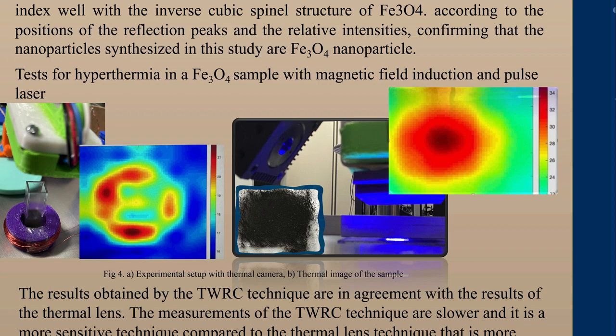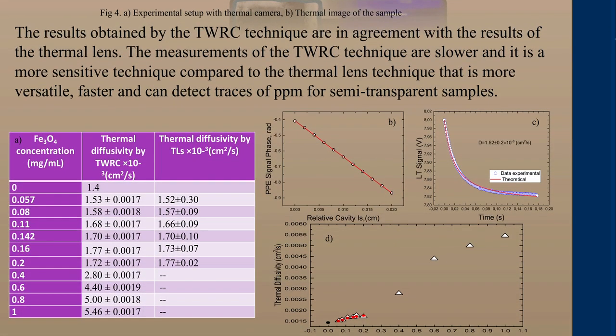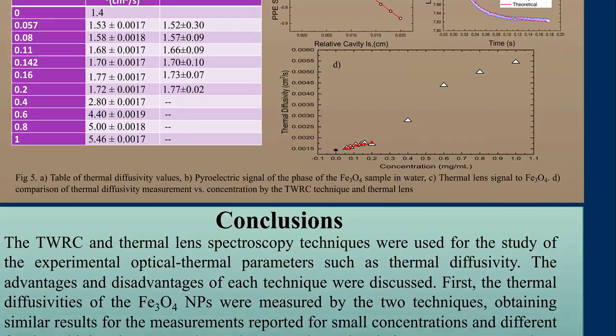The results obtained by the TWRC technique are in agreement with the results of the thermal lens. The measurement with the TWRC technique is slower and more sensitive compared to the thermal lens technique, which is more versatile, faster, and can detect traces of ppm in semi-transparent samples. And also we can see the measurements in the tables, and the signals of the TWRC and thermal lens.